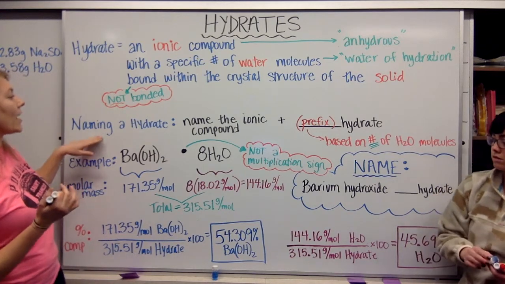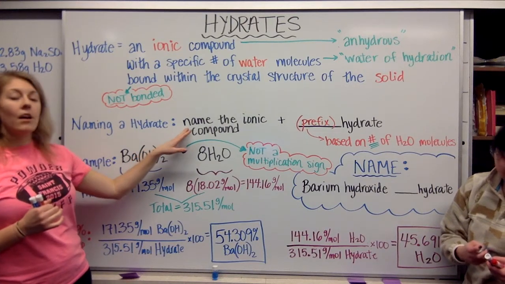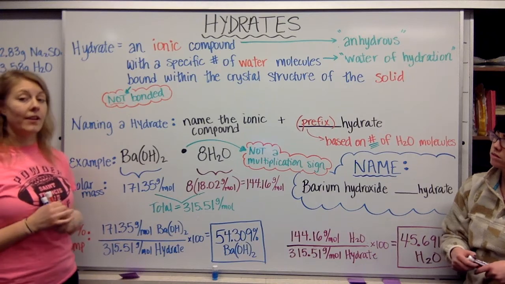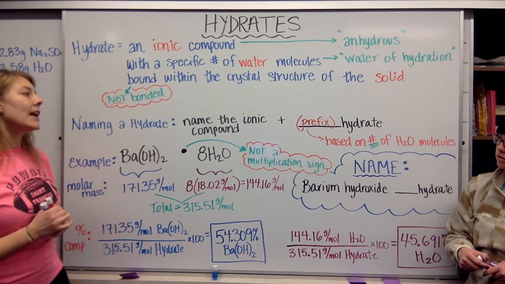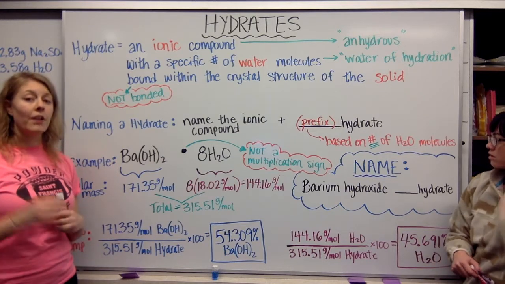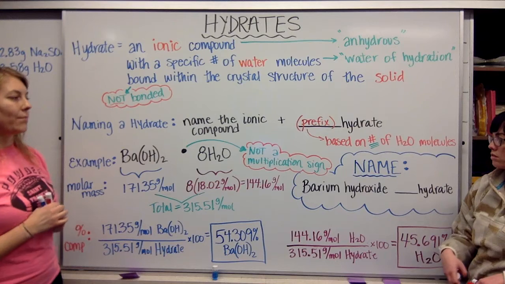All right, so a hydrate we can name. It's very simple. We name the ionic compound of it the same way that we learned to do already, right? So just name the ionic compound, and then for the hydrate part, you name that part prefix plus hydrate. Okay, so let's look at an example.